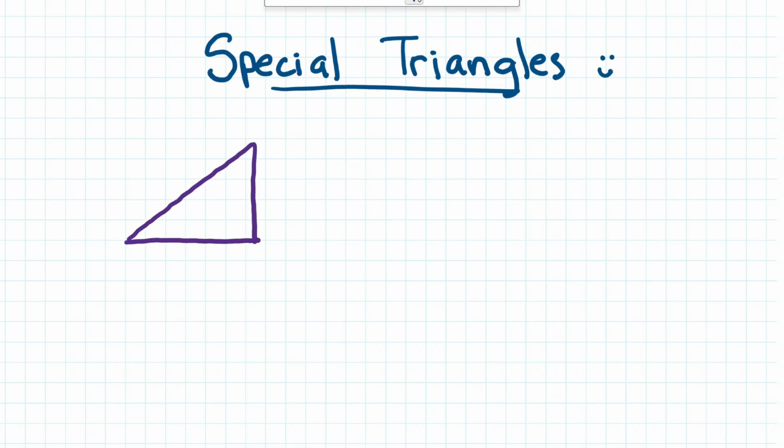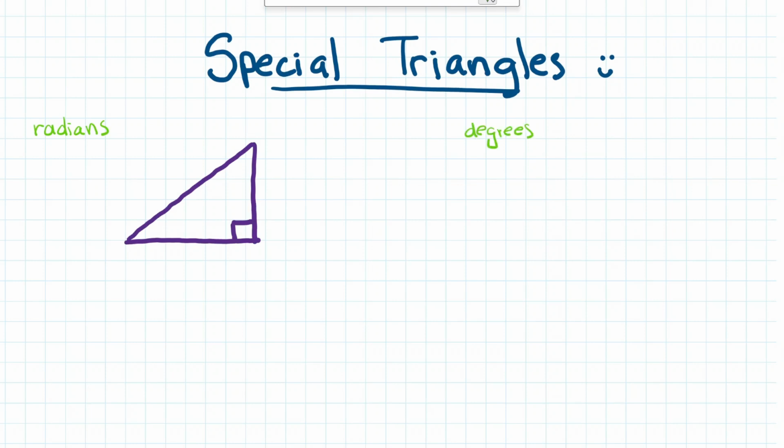So special triangles are always going to be right angle triangles. So they always have one corner that is 90 degrees or pi over 2 radians. So for this video, I'll show you the special triangles in both degrees and in radians. Okay, so we will start with radians and then we will also show it in degrees.